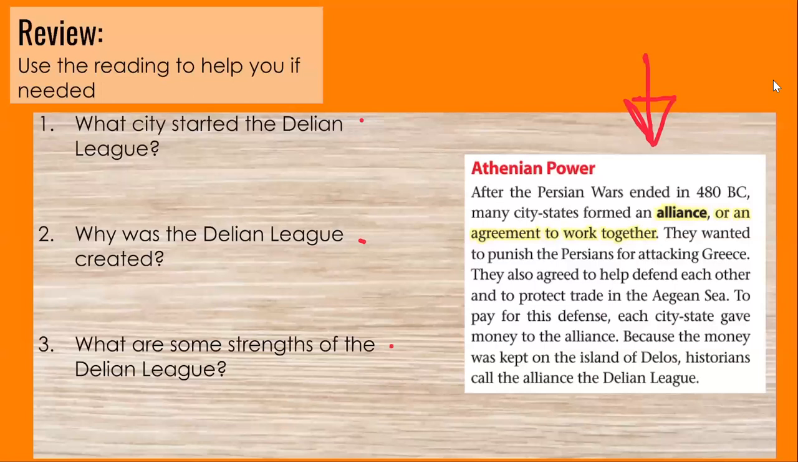All right, so Athenian power. After the Persian Wars ended in 480 BC, many city-states formed an alliance or an agreement to work together. They wanted to punish the Persians for attacking Greece. They also agreed to help defend each other and protect trade in the Aegean Sea. To pay for this defense, each city-state gave money to the alliance. Because the money was kept on the island of Delos, historians called the alliance the Delian League. All right, so go ahead and pause this video and answer those three questions.